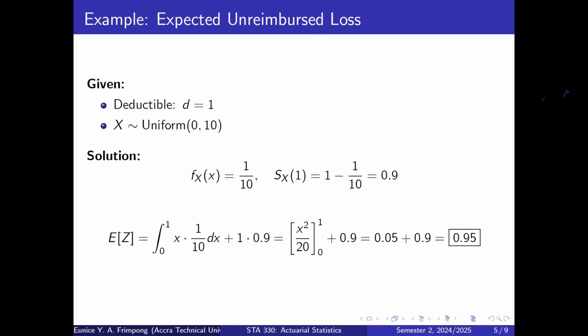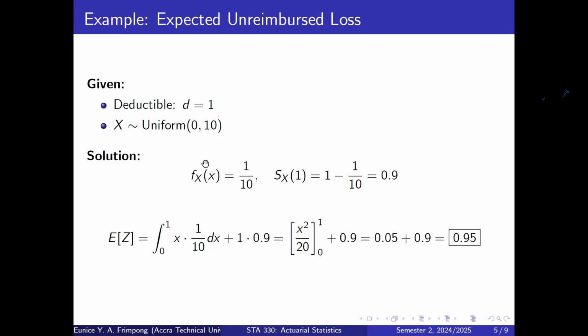So here's an example to make it practical. Suppose the deductible is 1 and the loss X is uniformly distributed on the interval 0 to 10. X follows the uniform distribution with a minimum value of 0 and a maximum value of 10. Then f of x, that is the PDF of the loss, is 1 over 10. And the survival function, that is the probability that X is greater than 1, is equal to 1 minus 1 over 10, which is equal to 0.9.